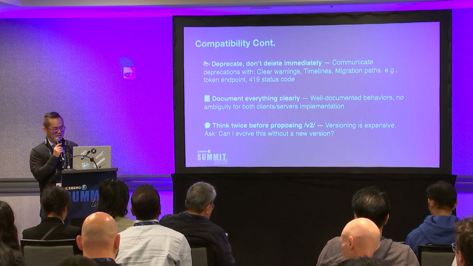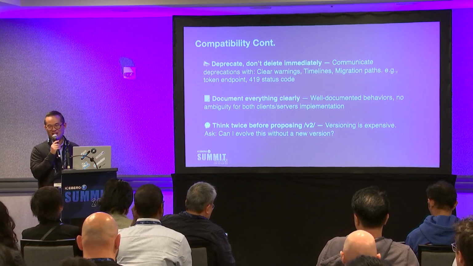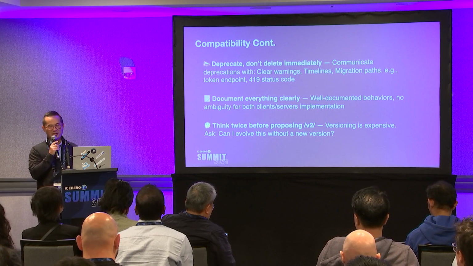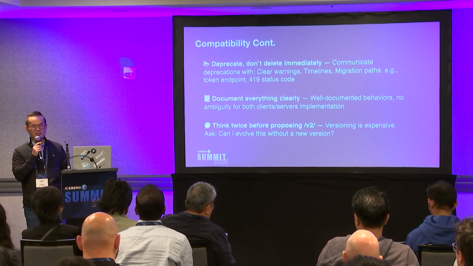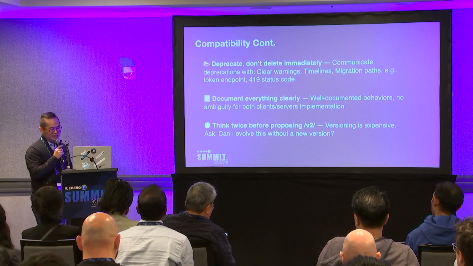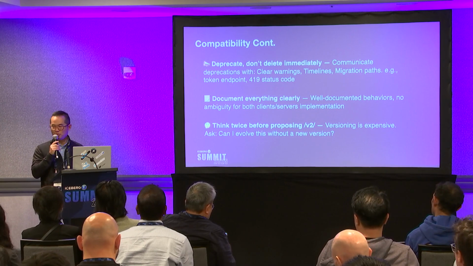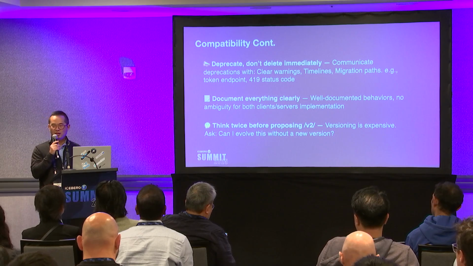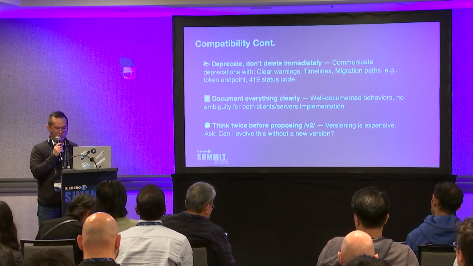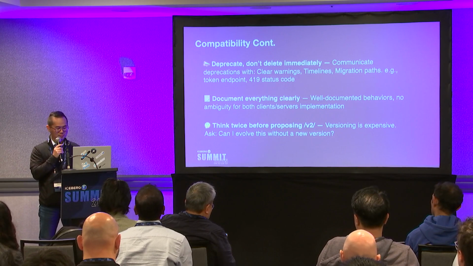Last point is think twice before you propose V2. You always have the temptation to say, okay, V1 is not good enough, I am going to propose V2. It turns out versioning is very expensive. Every time you propose something new, new clients have to be there, and otherwise nobody can use that version. So always think twice when you try to propose V2.